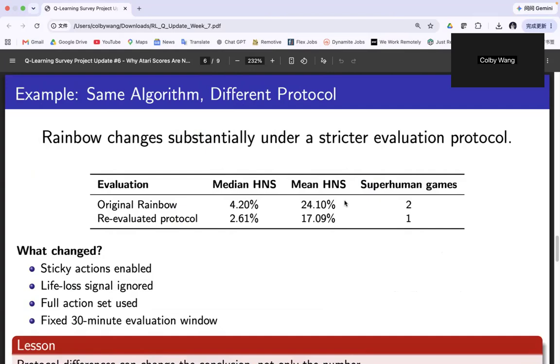Now, for example, the Rainbow example makes this issue very concrete. In the original Rainbow evaluation, the reported median human normalized score was 4.2%, the mean was 24.1%, and two games were superhuman. But when Rainbow was re-evaluated under a stricter protocol, the median dropped to 2.6%, the mean dropped to 17%, and the number of superhuman games dropped from 2 to 1. The algorithm did not change, but the evaluation condition changed. Sticky action was enabled, the life loss signal was ignored, the full action set was used, and the evaluation used a fixed 30-minute window instead of relying on a more inflated reporting setup. The lesson is that protocol differences can change the conclusion, not just the number.